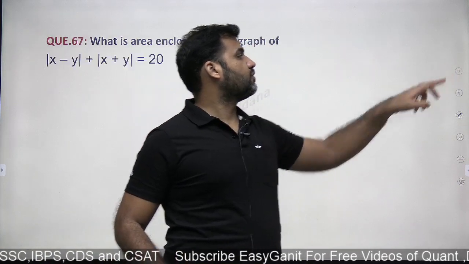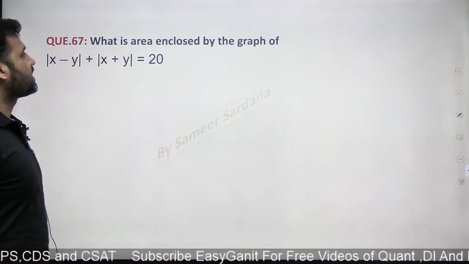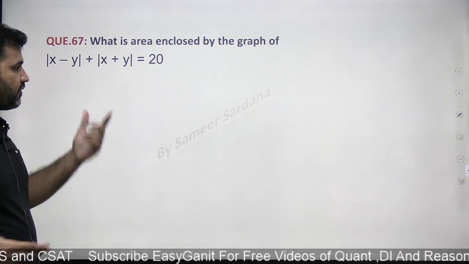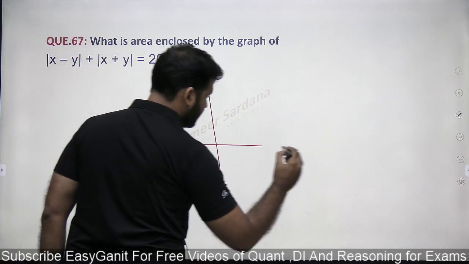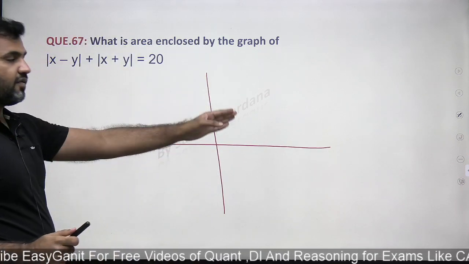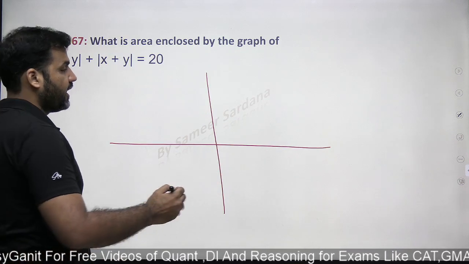Moving on to the next one. Last question. What is the area enclosed by this term? This type of question has also been asked in the previous year CAT paper, so you should know how to draw this. Again, take all the 4 quadrants of the circle, right?